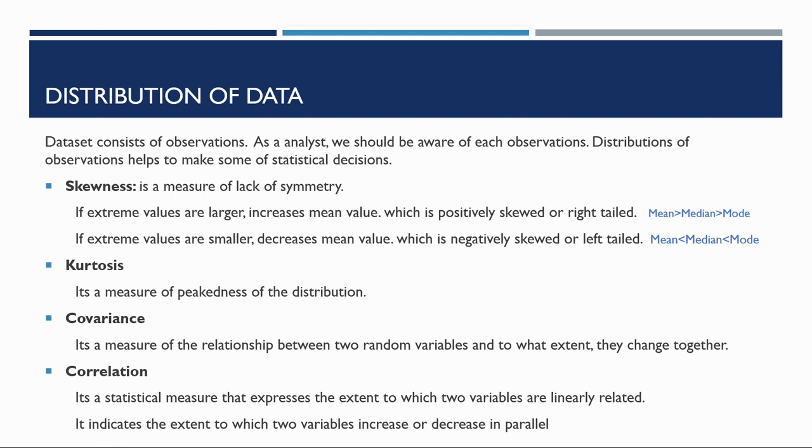In that case, mean will be more than median and median will be more than mode. If the extreme values are smaller, which decreases the mean value, we call it negatively skewed or left tailed, and most of the observations will lie on the left side of the plot. Skewness and kurtosis will be covered in detail in the next videos.